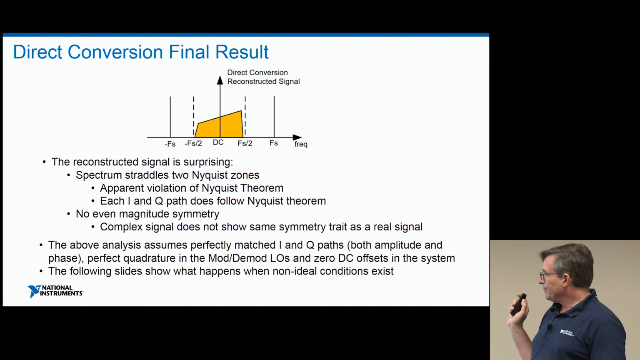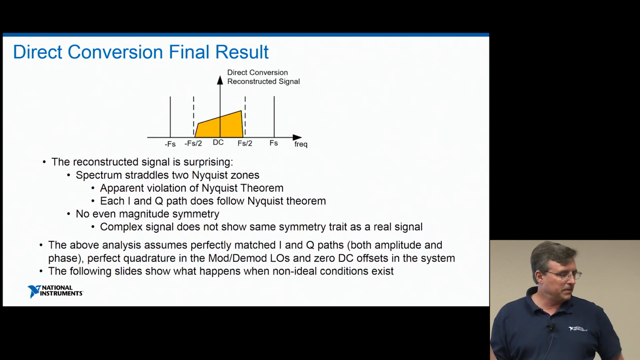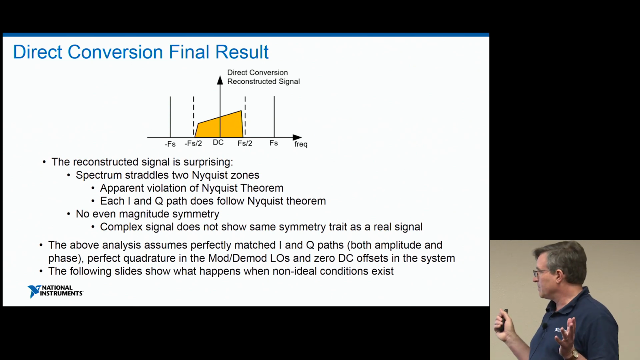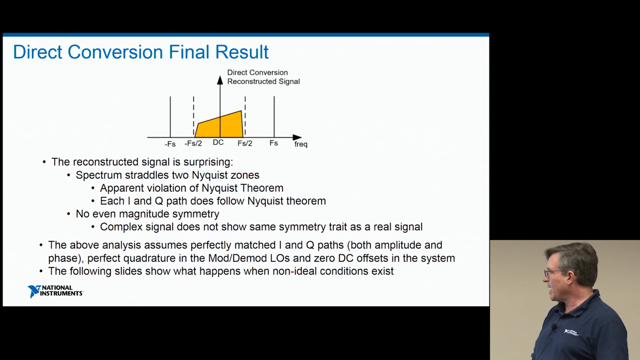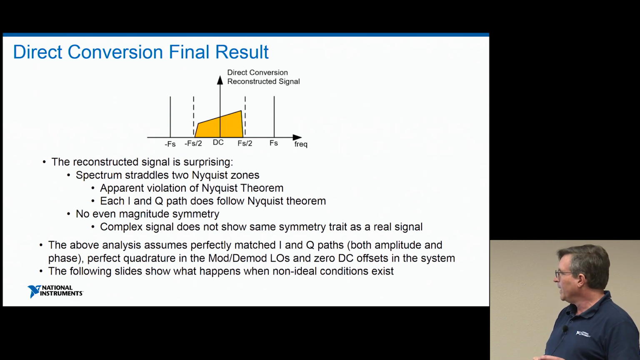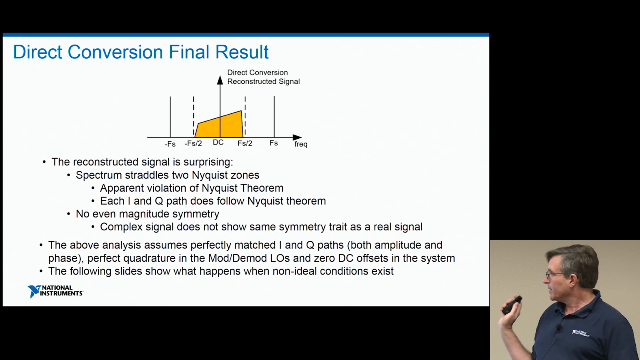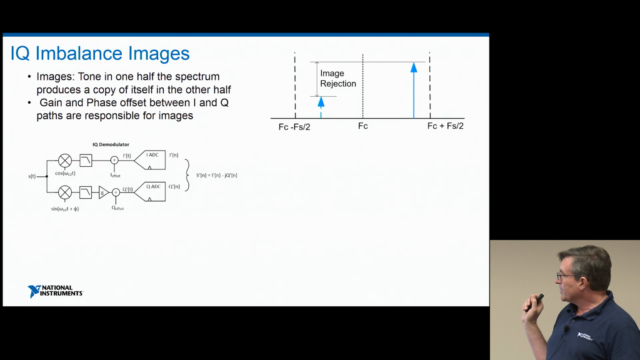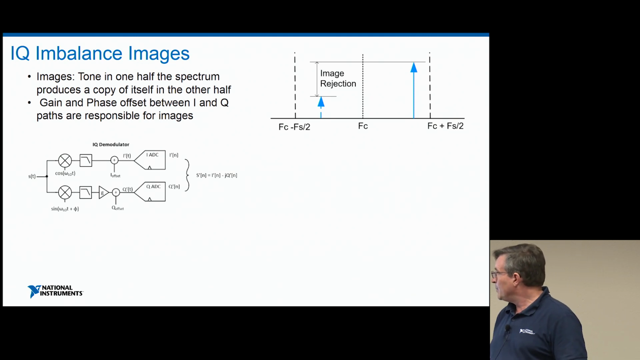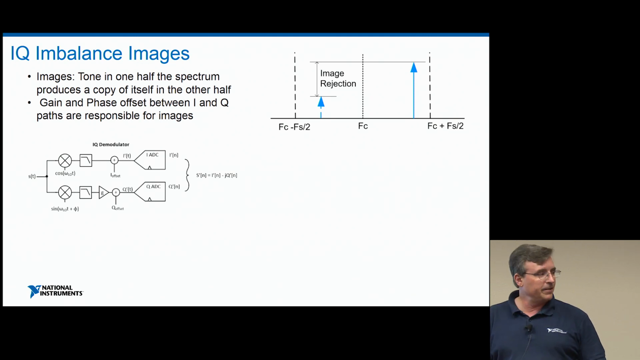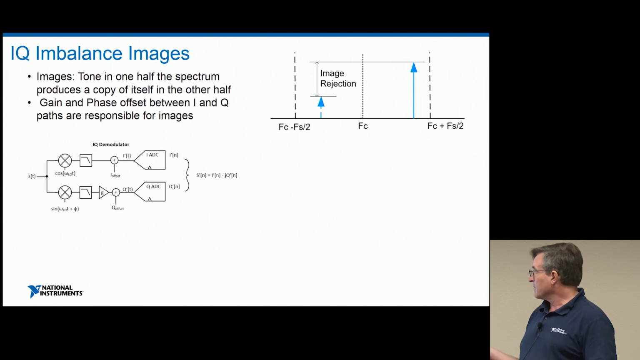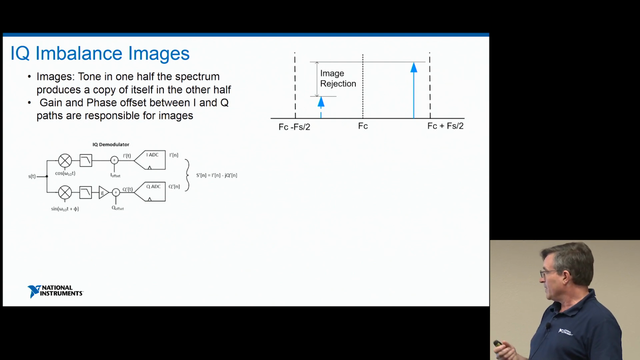Okay, so far the analysis has been using perfect hardware. The I and the Q paths are perfectly balanced, with perfect amplitude and phase matching. The quadrature has a perfect 90 degrees phase shift. So now I'm going to start walking through what happens when things aren't perfect. And the first thing is IQ imbalance images. You put a tone in one side of the spectrum, and you'll get a copy of it on the other side.